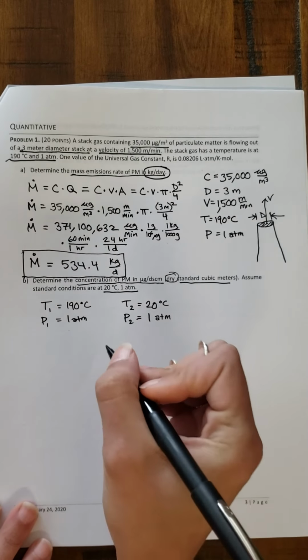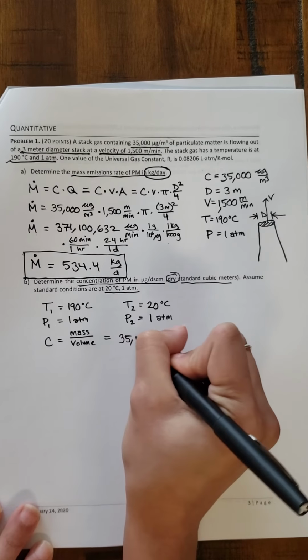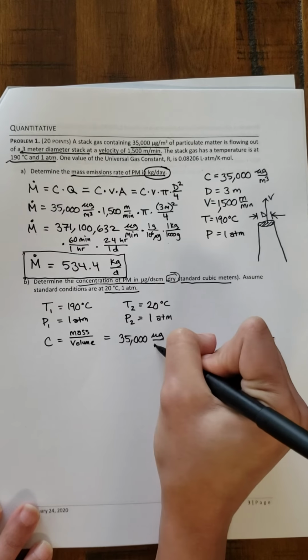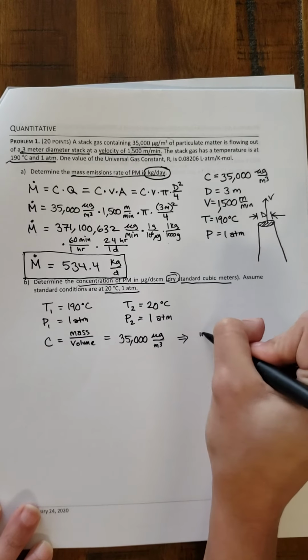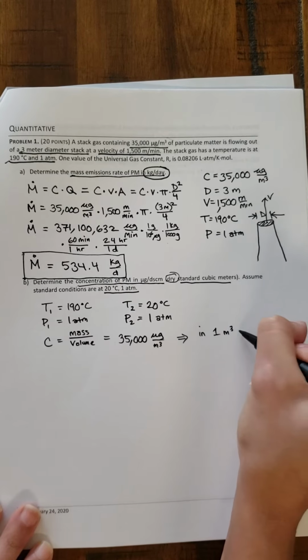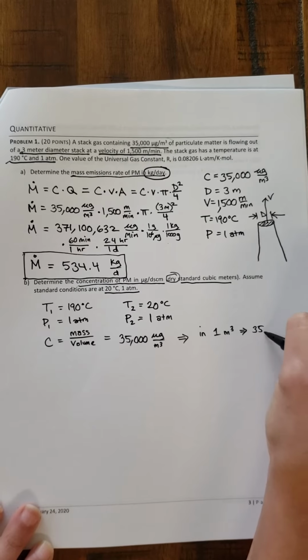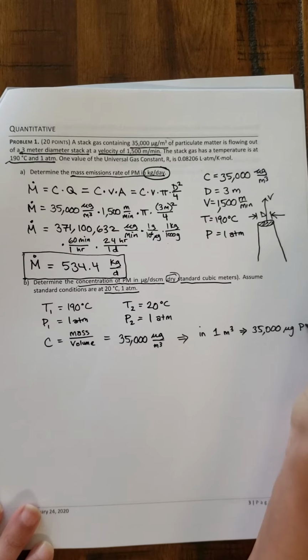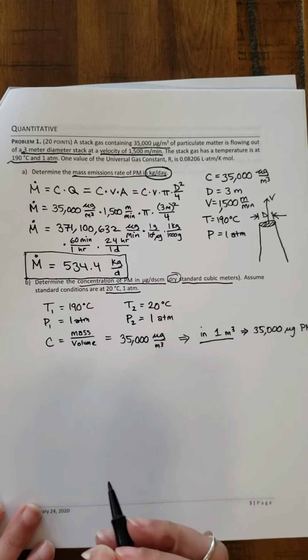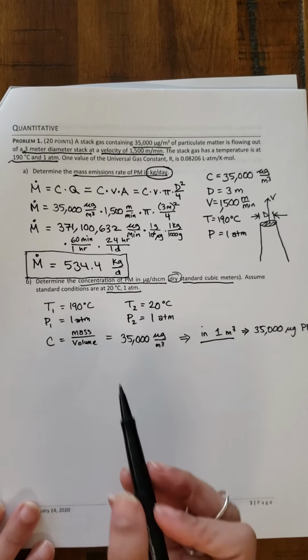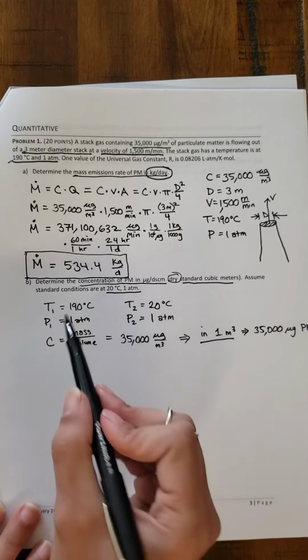And in this case, our concentration at actual conditions is 35,000 micrograms per cubic meter. And so what that means is that in 1 cubic meter, we would expect to have 35,000 micrograms of particulate matter. So let's take this 1 cubic meter basis and convert that based on the change in temperature from 190 to 20 degrees Celsius.